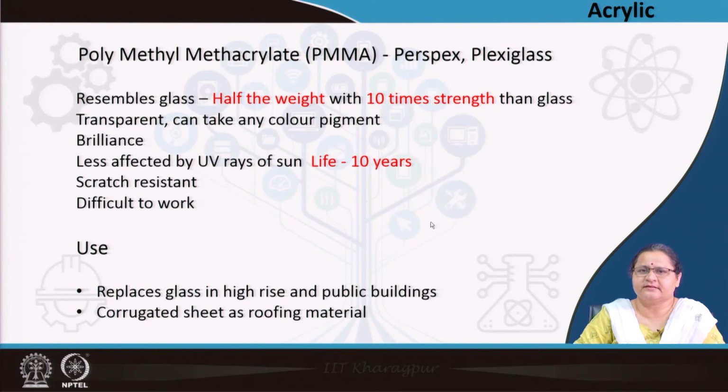In high-rise buildings, if a glass pane falls, or if you provide tempered glass, maybe it becomes much costlier. In its place you can use an acrylic sheet replacing glass. In public buildings, corrugated sheet as roofing material, you can use acrylic sheets.